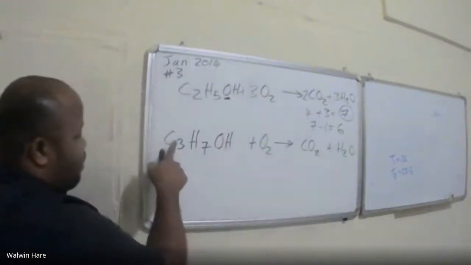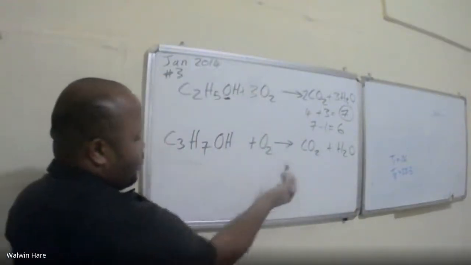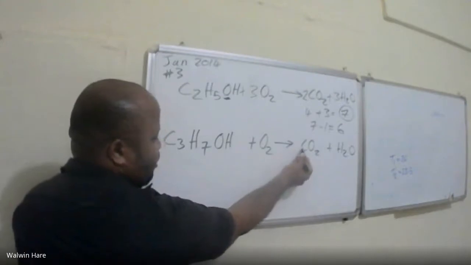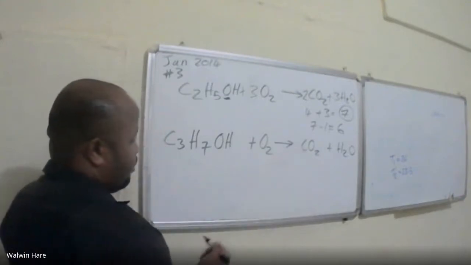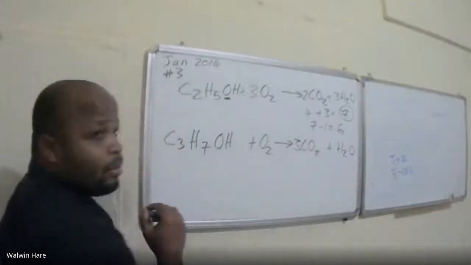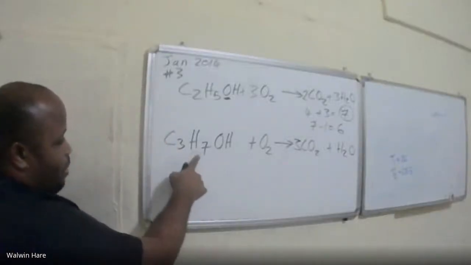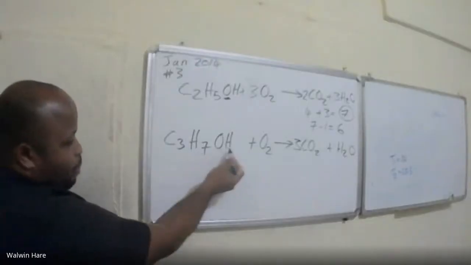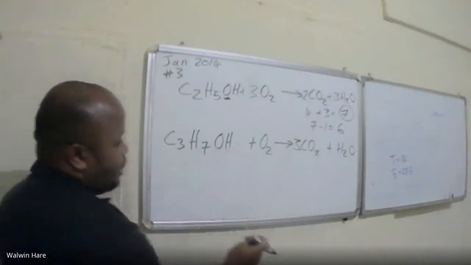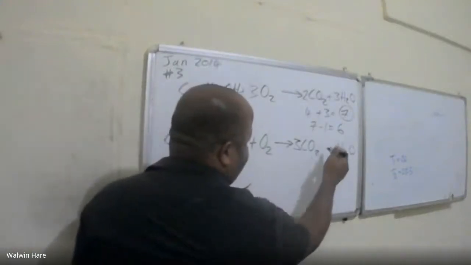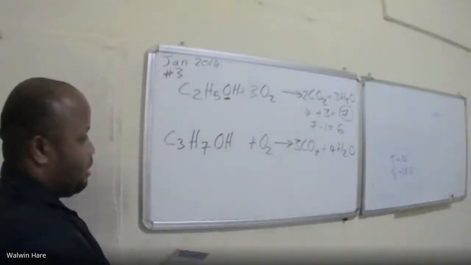All right, so again, we have 3 carbons here. So how many carbons do we need here? 3, right? So in the alcohol, how many hydrogens do we have? 8. So 7 here plus the 1, that is 8. And 2 times what now will give us 8? 4. Right.